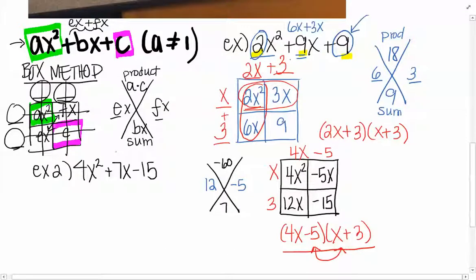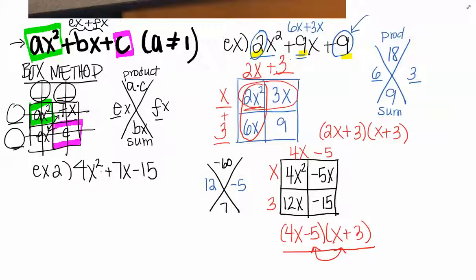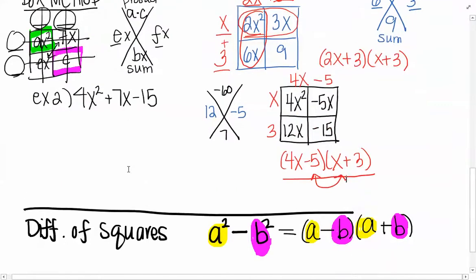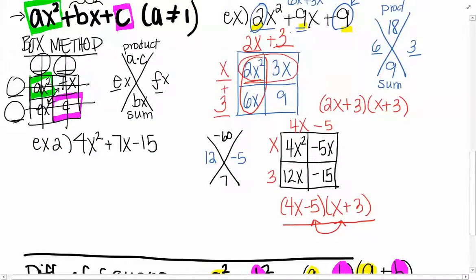Okay, now this method, I'm going to give you a warning. It's easier, but people get it wrong a lot because they forget to do the second step. And if you don't do the second step, you're going to get it wrong. If you don't commit to doing all of the steps, you're going to get it wrong. But it is easier, but it's easy to forget that second step. Just remember that you can always FOIL your answers to check to see if your answer is correct.